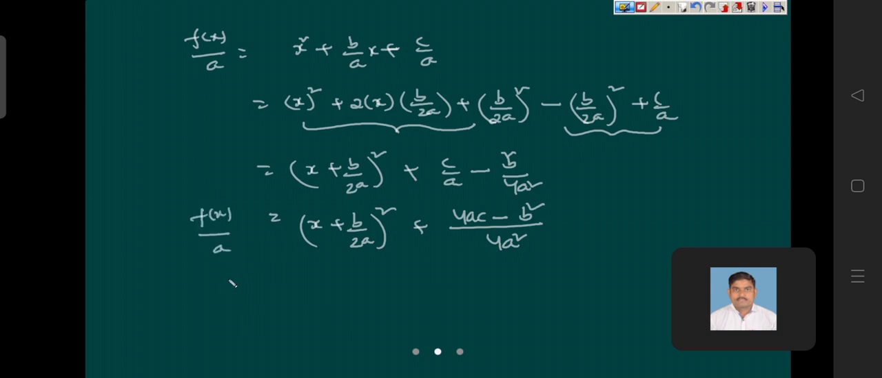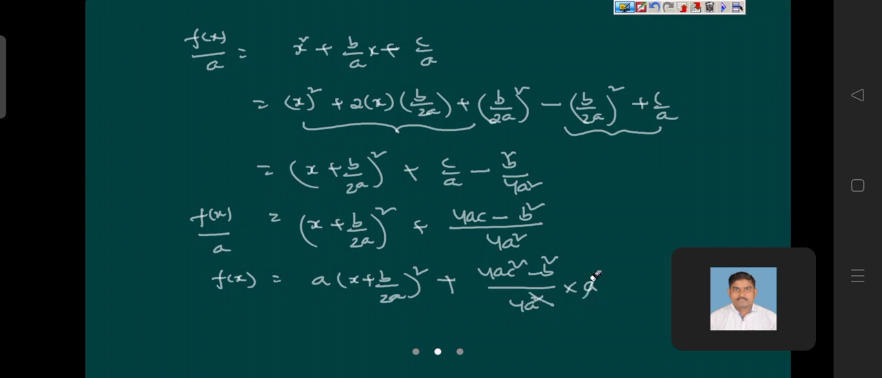This a will be sent to the right side now. f of x is equal to a into (x plus b by 2a) whole square plus (4ac minus b square) by 4a square into a. So with a, these two terms are multiplied: a into (x plus b by 2a) whole square. Here a into this, a and a square cancel, and the denominator will be 4a only. So directly I will write here (4ac minus b square) by 4a only. This is equation 1. Now observe here, case 1.